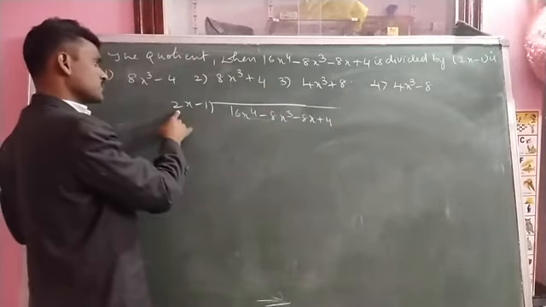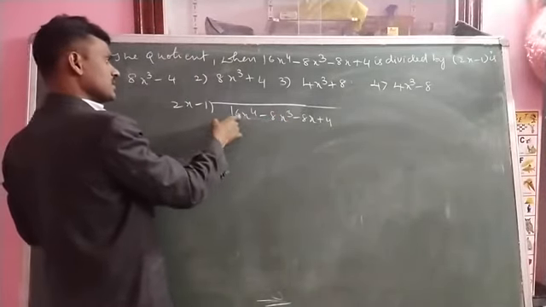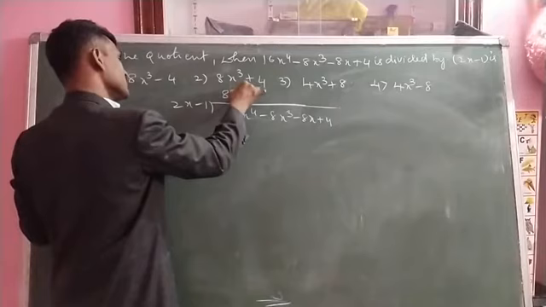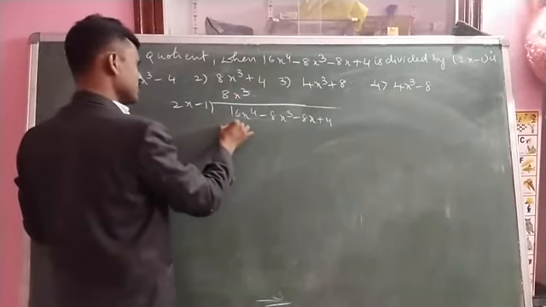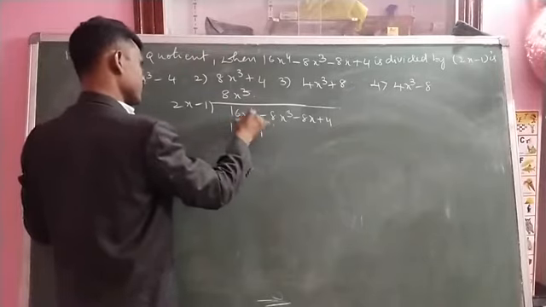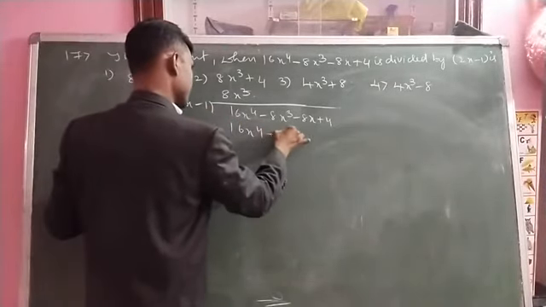See here, 2 times what gives 16? 8 times. Then 2 how many times? 8 times x cube. It is equal to 16x to the power of 4. 8 ones are 8, minus 8x cube.